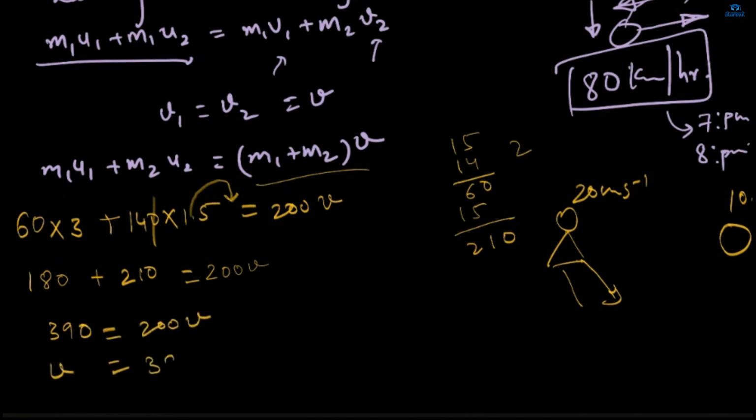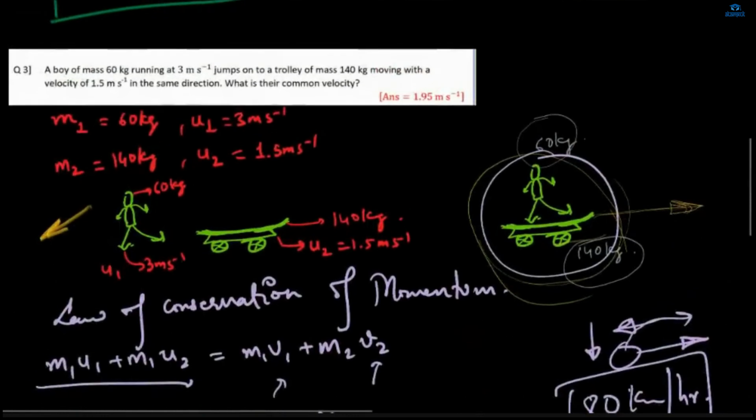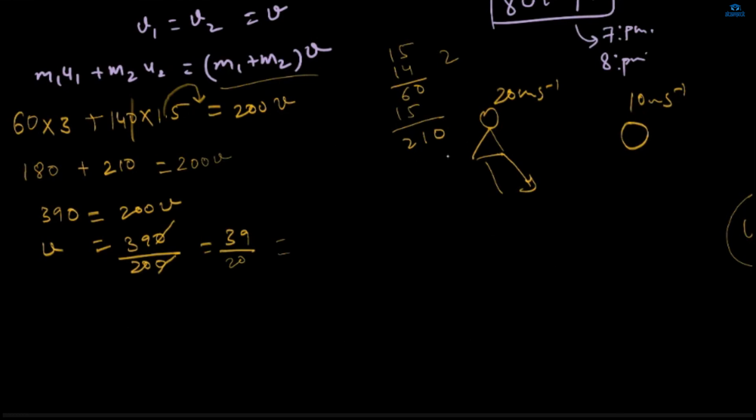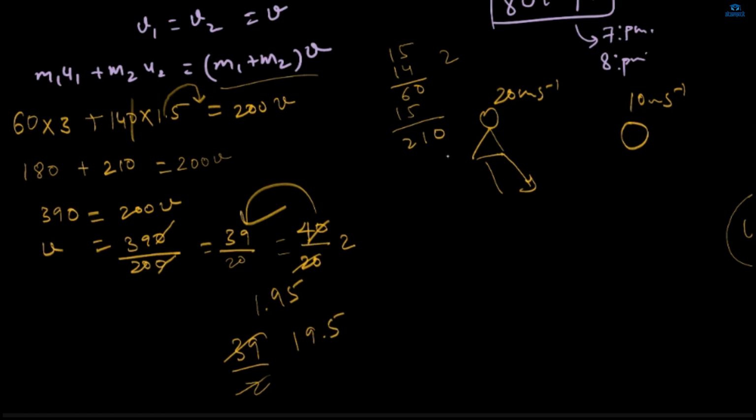So V will be equal to 390 upon 200, so 39 upon 20, about 1.95, because this is very close to 40 by 20, which would be 2, but it's slightly less than 40, so it will be about 1.95. Or we can also divide 39 by 2, and the zero in the denominator shifts the point to the left, so we get 1.95 meter per second. This we'll get as our answer.